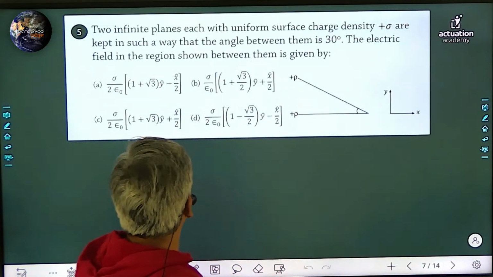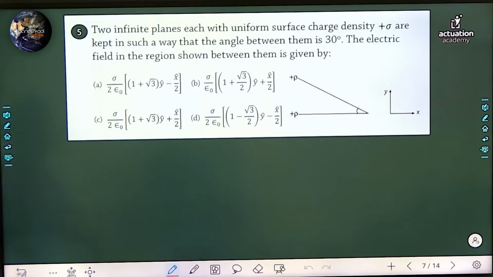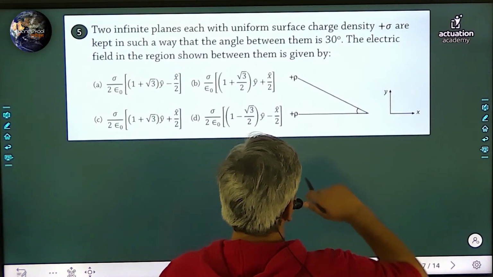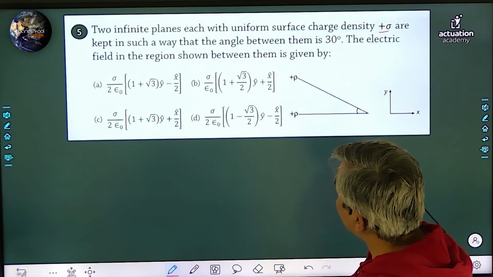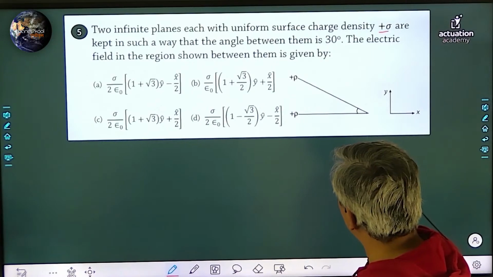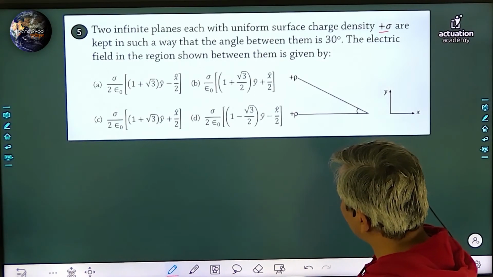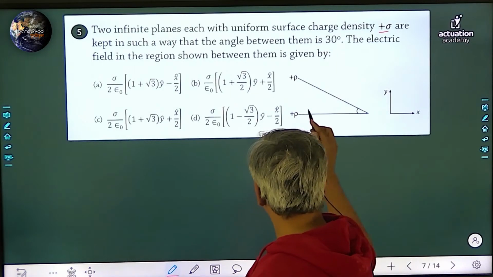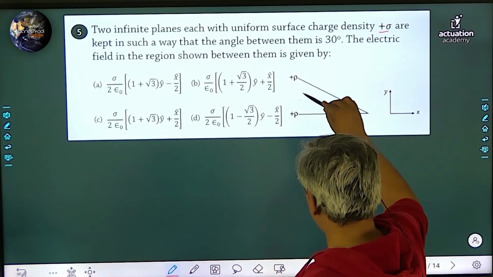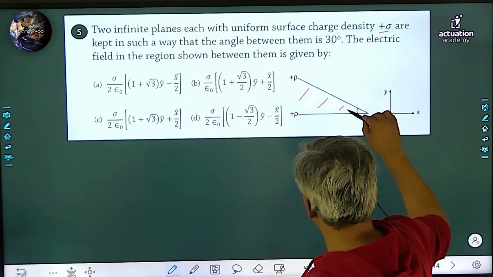Okay. Now, question number 5. Two infinite planes, each with uniform surface charge density plus sigma, okay, are kept in such a way that the angle between them is 30 degree. The electric field in the region shown between them. Okay, so we just need to find out the electric field in this region.